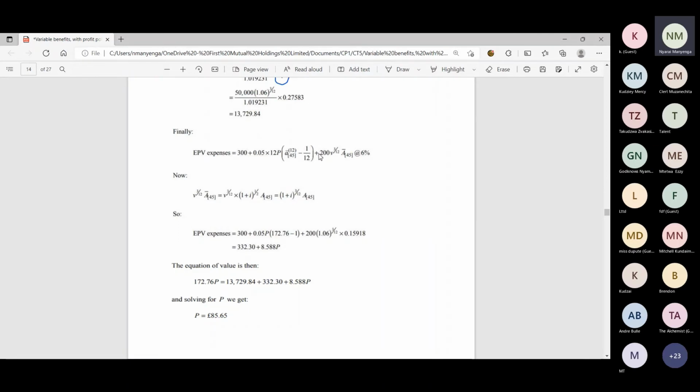Then you add on the 200 termination expenses, and since they are payable on the person dying, this would be the assurance function payable immediately on death, evaluated at 6%. Since the benefit is paid 3 months earlier to be paid at the same time, you need to factor in v to the power 3/12 to bring it backwards.